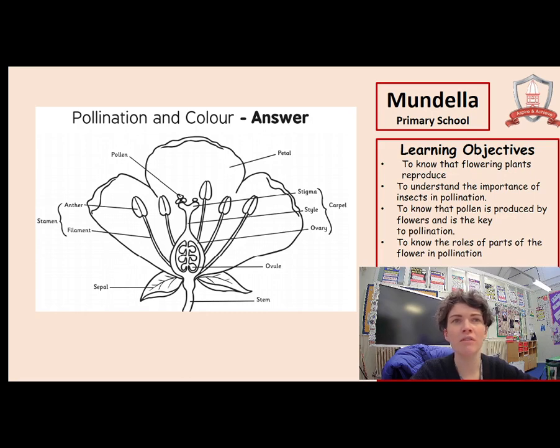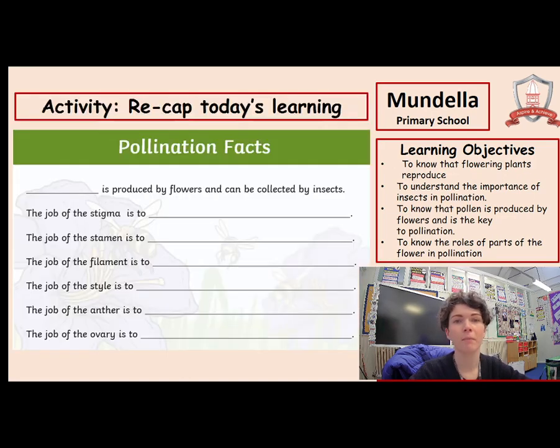Fantastic, Year 5, very well done indeed. Well, here on the screen you have the correct labels for the different parts of the plant. Hopefully you've got those correct. If not, don't worry, just make a correction on your sheet or in your workbook.